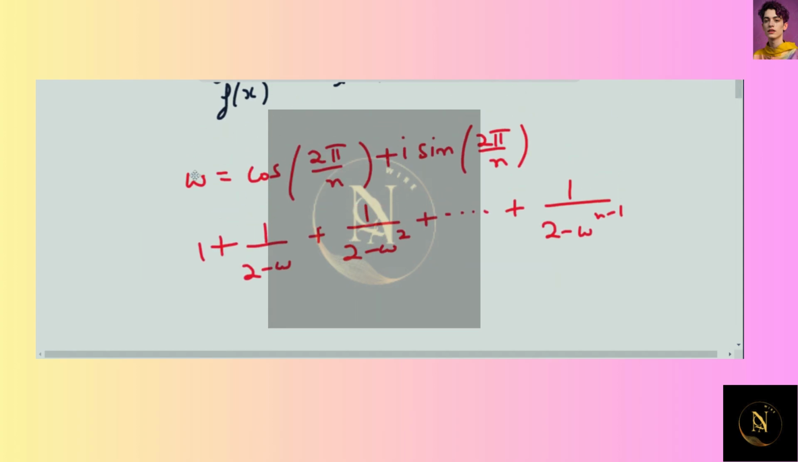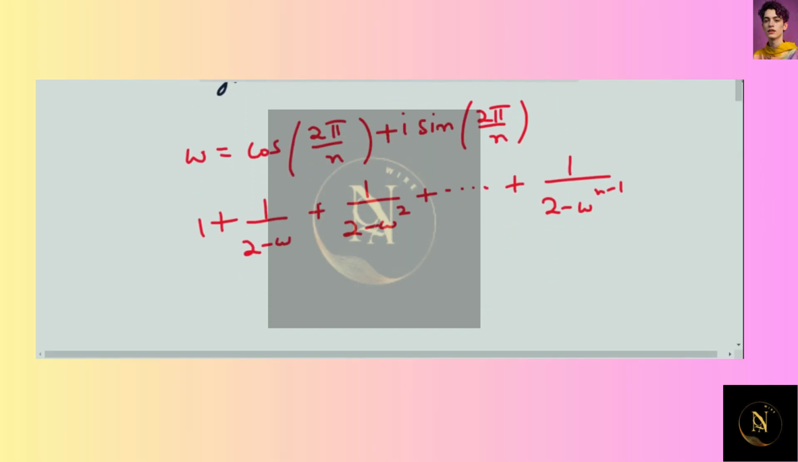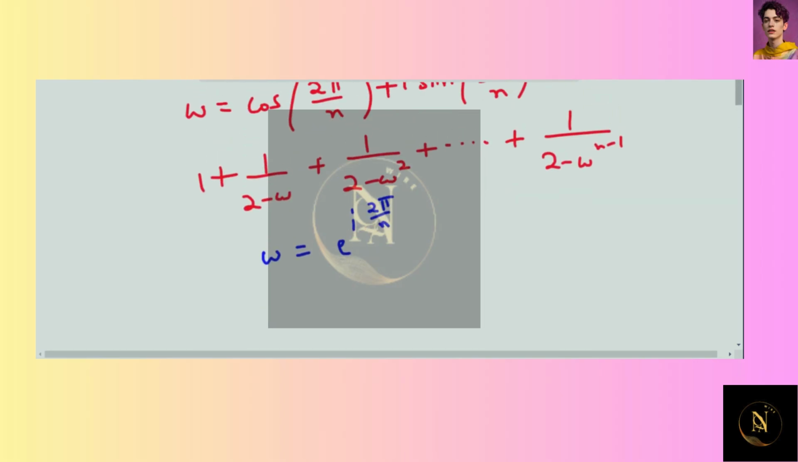In this information, we're given omega, that is cos 2 pi over n plus iota sine 2 pi over n. And we need to find out this value. So first we just work on omega here. The mod of omega is given as 1. So we can take it as e to the power iota 2 pi over n, and this we can write using Euler's formula.